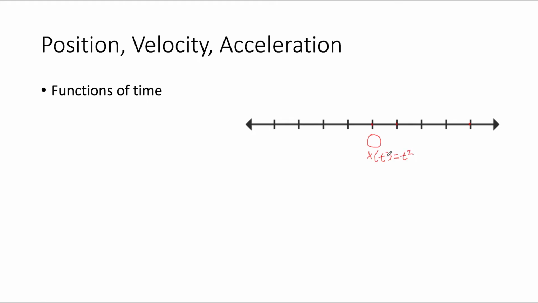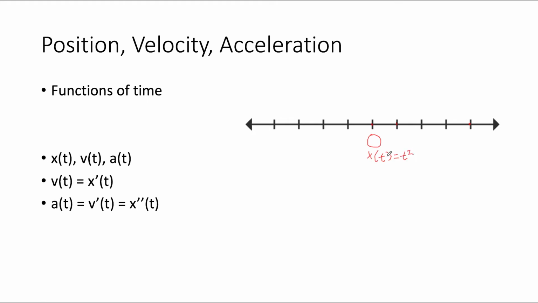And this is the notation we use, where x of t denotes position, v of t denotes velocity, and a of t denotes acceleration. And the two major equalities you're going to want to know for this unit are that v of t equals the first derivative of x of t, and that a of t equals the first derivative of v of t, which is the second derivative of x of t.